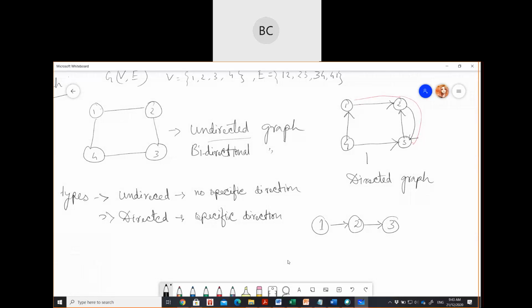A closed path means the initial node is the same as the terminal node. If this is my initial node, then after moving around the graph, I reach the same node again.